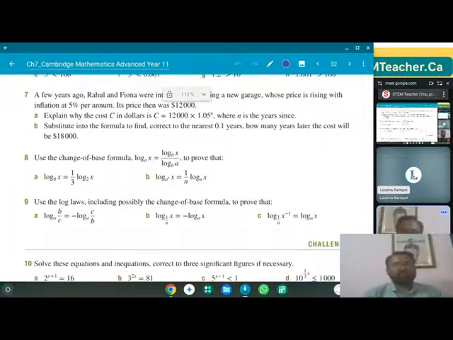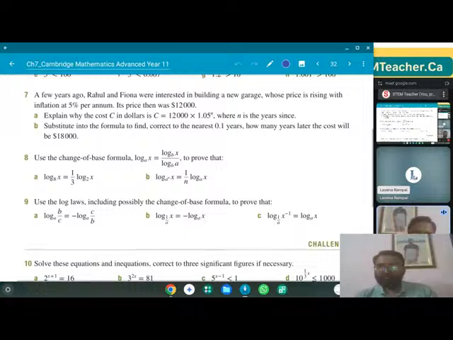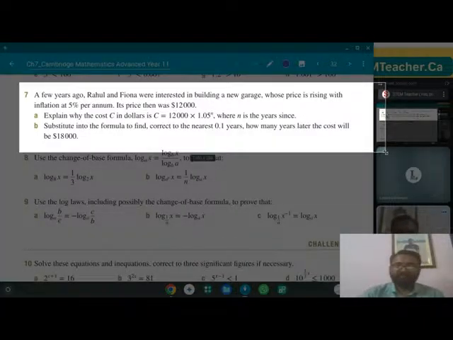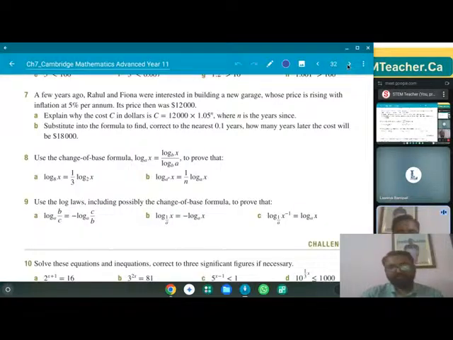A few years ago, Rahul and Fiona were interested in building a new garage, whose price is rising with inflation at 5% per annum. Its price was $12,000. We are applying one model to simplify the equation of logarithm and exponents. Then we can see further.